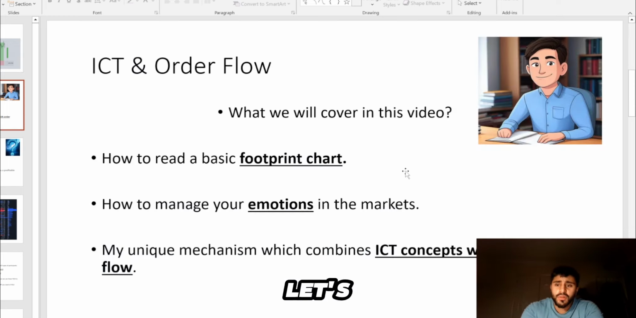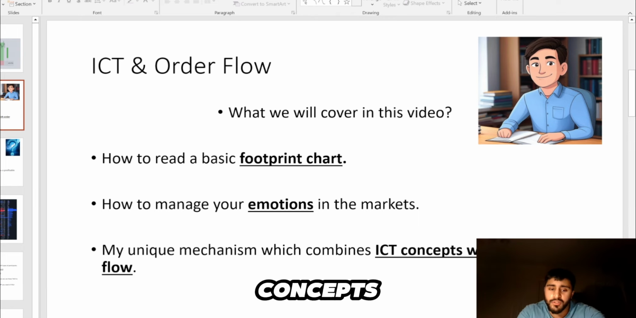So order flow, let's quickly go over a brief breakdown of order flow. I've made previous videos on this. I highly recommend checking them out. So ICT and order flow, what we're going to cover in this video, right? We're going to be understanding how to read a basic footprint chart, how to manage your emotions in the market, and my unique mechanism which combines ICT concepts with order flow.